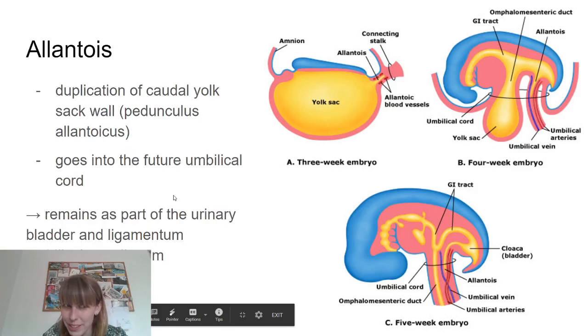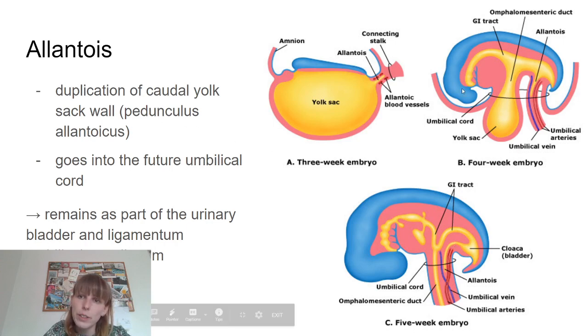So this is the yolk sac, and then we have a part of the yolk sac. This is the part where the embryo's head is, and this is the caudal part. Cauda means the tail. So this is the tail part of the embryo, and at this part you see sort of invagination or duplication of the yolk sac going into here, also into the future umbilical cord.